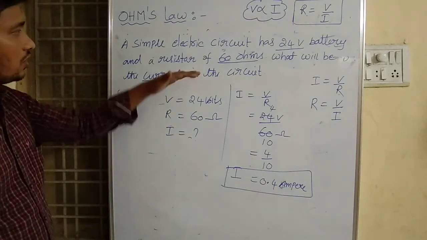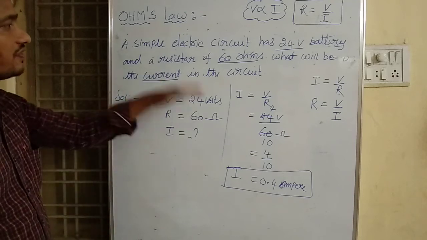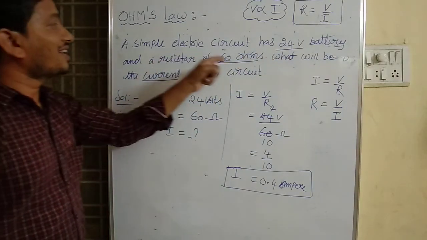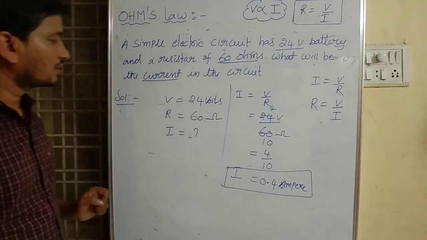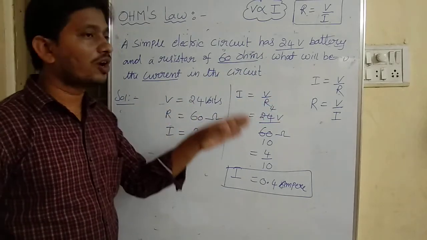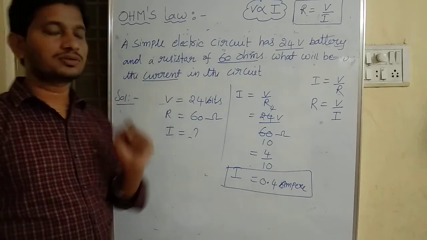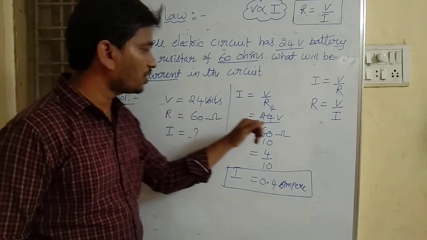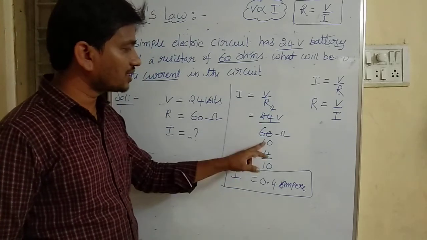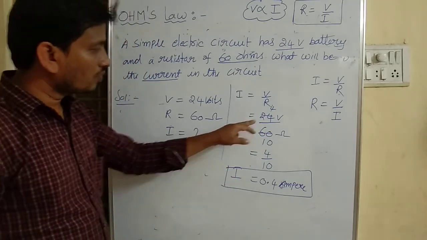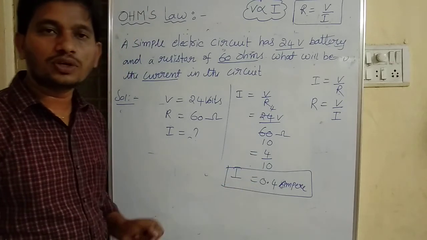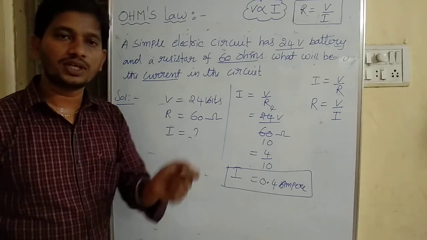I hope you understood what is given. The given voltage is 24 volts and resistance is 60 ohms, and they are asking to find out the current in the circuit. Current I equal to V by R. V is 24 volts and resistance is 60 ohms. 6 fours are 24, 6 tens are 60, that is 4 by 10, which is equal to 0.4 amperes.